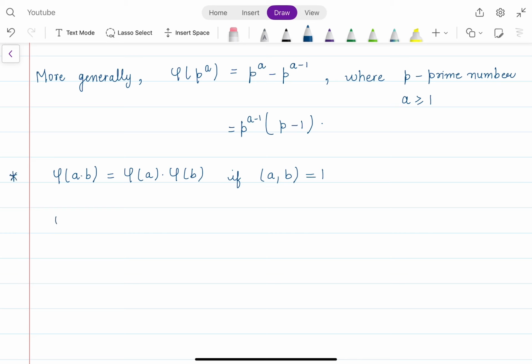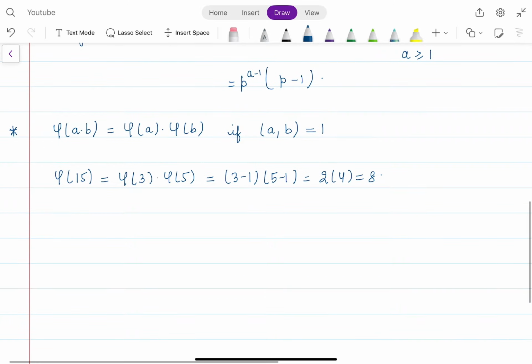For example, if you have to calculate what is phi of 15, then you know that 15 is what? 3 times 5, as 3 and 5 are coprime. And you know that 3 and 5 are prime numbers. So this quantity is 3 minus 1. This will be 5 minus 1. So it is 2 times 4, which is 8.